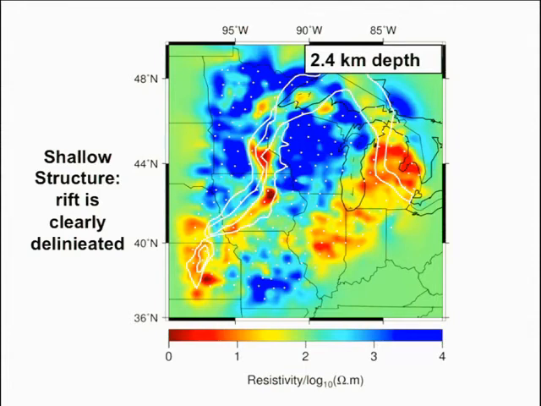Shallow structure, you clearly see, I guess this is the Michigan Basin here, and there's some evidence of high conductivities at very shallow depths in the rift itself. I haven't looked at this in great detail, but I'm assuming that this has something to do with shallow sedimentary structures.